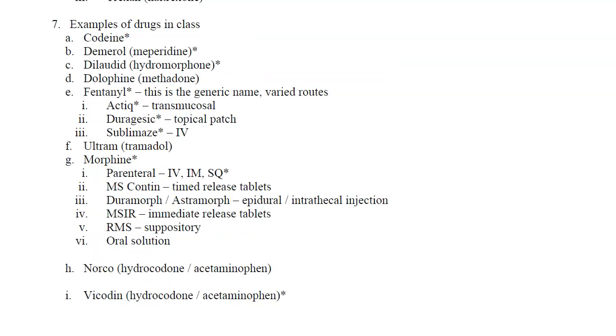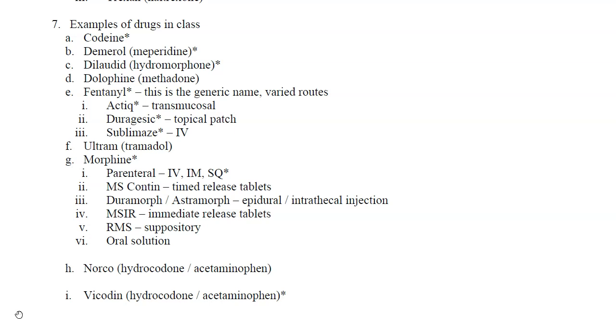These are some examples of drugs in this class. So we have codeine, we have Demerol, or meperidine. This medication actually, we're trying to avoid because of its severe adverse reactions. We also have Dilaudid, or hydromorphone, and fentanyl, which is the generic name, and it comes in a variety of routes. It can be given as topical, transmucosal. It can also be IV.